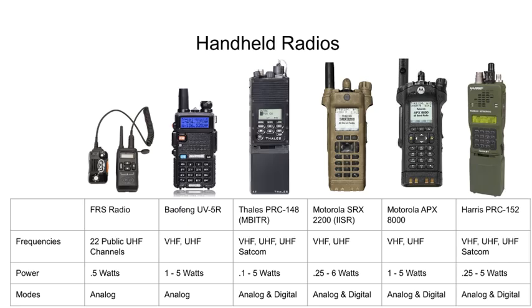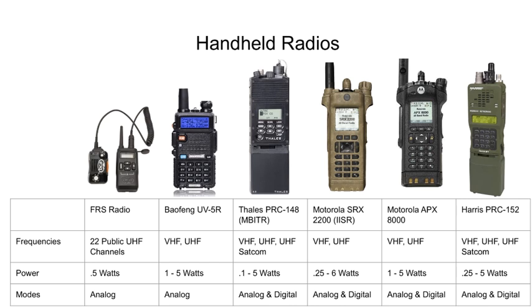Next, we'll get to the first military radio, and that is the PRC-148, also known as the MBITR. MBITR is an acronym for Multi-Band Inter- and Intra-Team Radio, and this can communicate in VHF, UHF, and also SATCOM, which is UHF as well. This goes from 0.1 watts to 5 watts, which is going to be important later. And this is analog or digital.